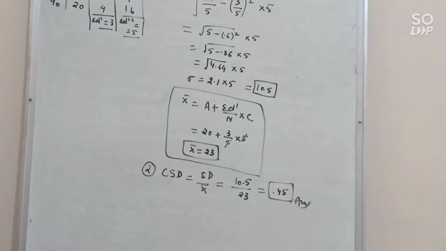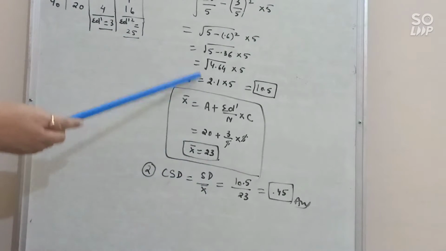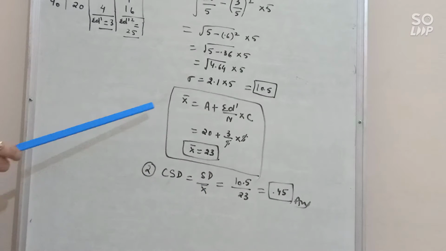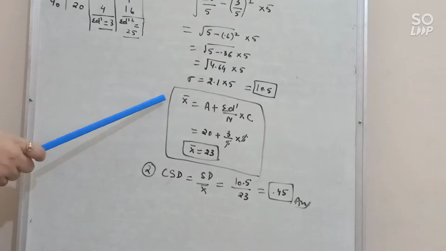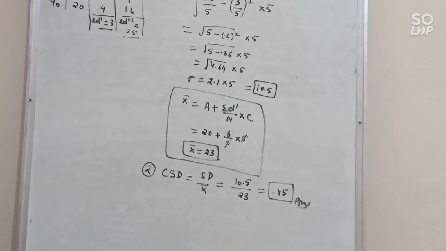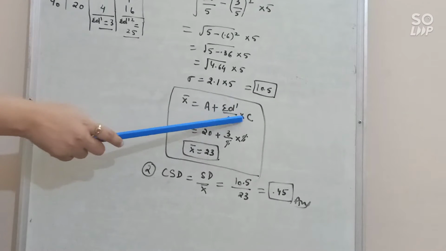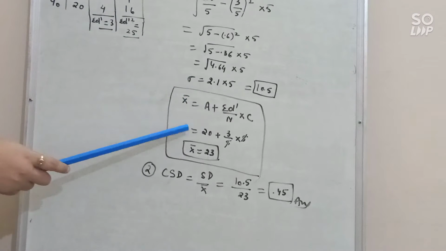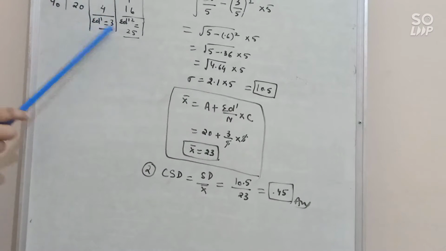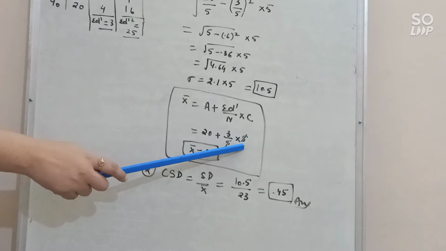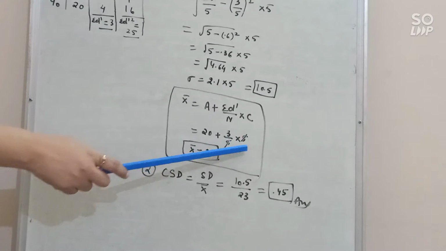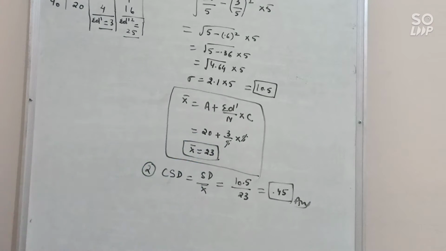If the question asks to find the relative measure also, that is the coefficient of standard deviation, then it is standard deviation upon mean. We have calculated the standard deviation, but we need to calculate the mean. How will you calculate mean? The formula of mean under step deviation is a plus sigma f d dash upon n, into c. Now put the values. A we know is 20, plus sigma d dash, that is 3, upon n, that is 5, into the common factor, that is 5. When you solve this portion, we have 3 plus 20, which is 23. Now put the value and find the answer. So CSD is equal to 0.45.